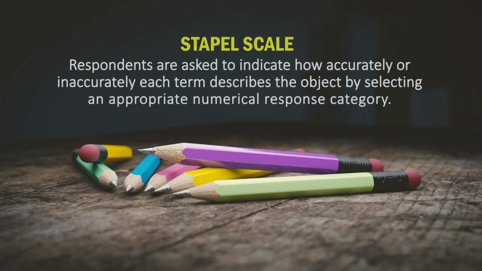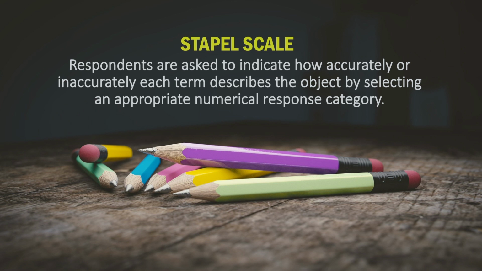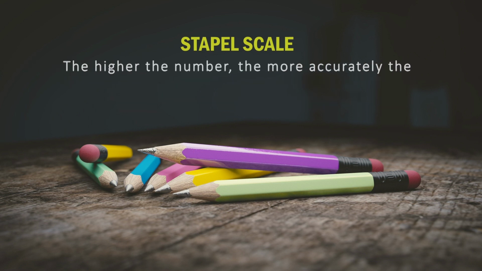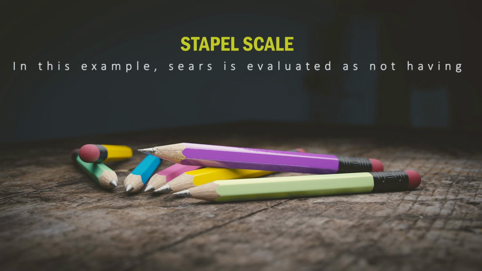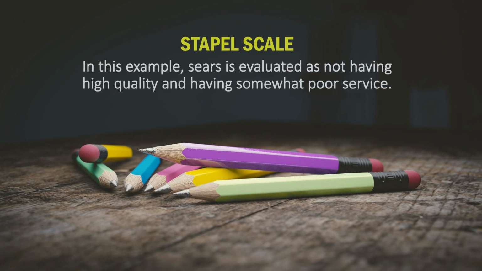Respondents are asked to indicate how accurately or inaccurately each item describes the object by selecting an appropriate numerical response category. The higher the number, the more accurately the term describes the object. In this example, Sears is evaluated as not having high quality and having somewhat poor services.